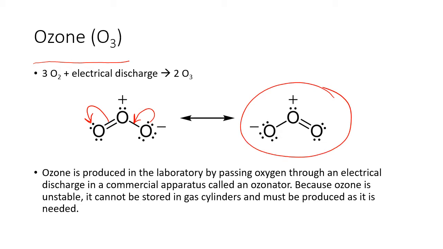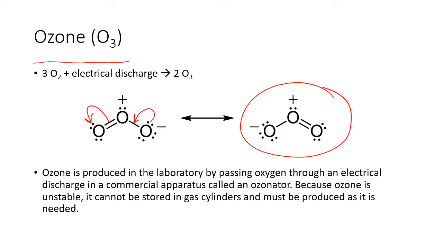Ozone is the same ozone you might have heard about that's found in the upper atmosphere. Oxygen gas in the atmosphere gets bombarded with ultraviolet light. The ozone layer in the atmosphere is what protects us from harmful UV radiation, so when we get a sunburn, for example.